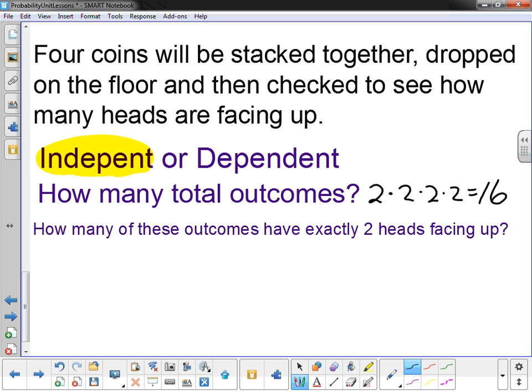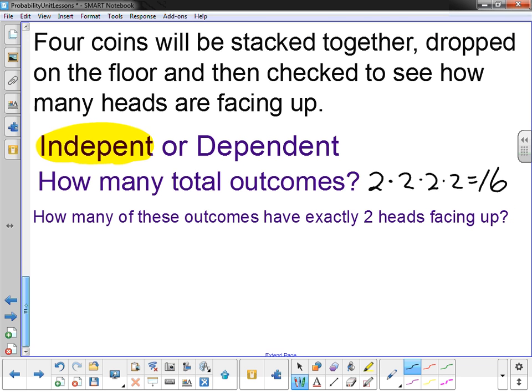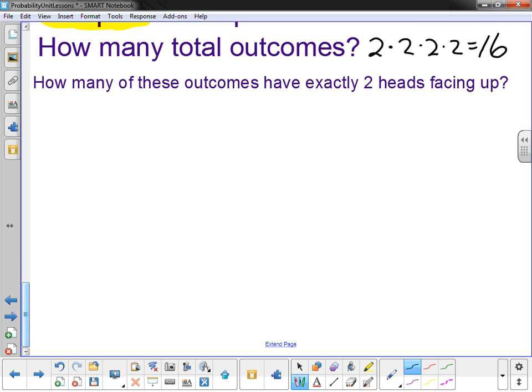Now, how many of these outcomes have exactly 2 heads facing up? Well, now, that's interesting because I know there's 16 of them. Does that mean 8 of them have to have 2 heads up? Or does that mean only 4 of them? Because there's 4 coins? So here's where making the tree would be very, very useful to us. So let's go ahead and make a tree here.